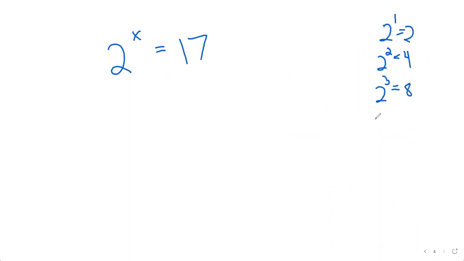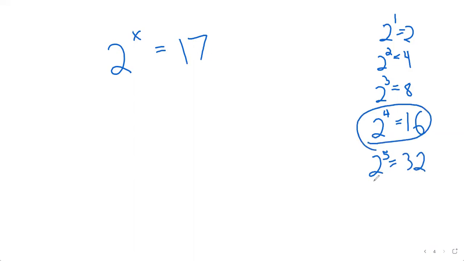Check this out. What if I gave you 2 to some power, and then it's supposed to equal like 17? Well, good luck with that one. I'm thinking over here, powers of 2: 2 to the 1 is 2, 2 to the 2 is 4, 2 to the 3 is 8, 2 to the 4 is 16. That comes pretty close. 2 to the 5 is way bigger than 17 already. So 2 to something is supposed to be 17. It's just got to be barely bigger than this.